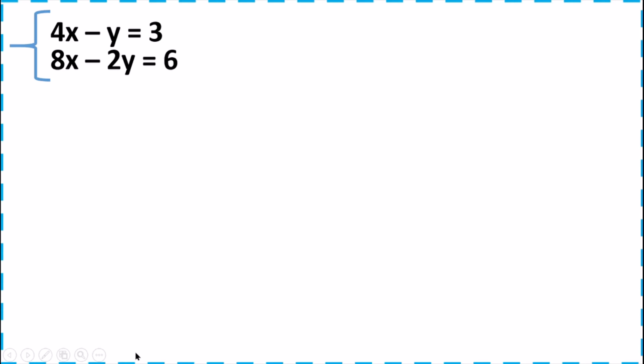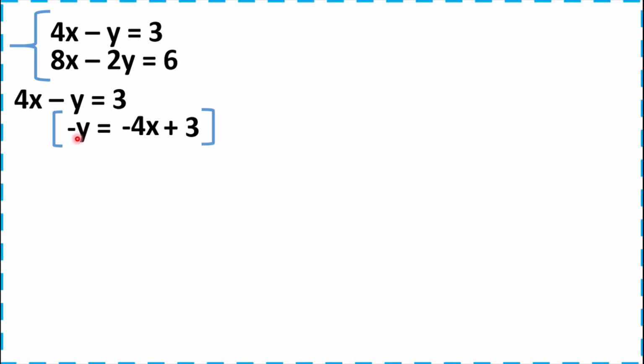Okay, next, systems of linear equations. So, first equation, we have 4x minus y is equal to 3. Then, second equation, we have 8x minus 2y is equal to 6. Okay, let us first change the first equation to slope-intercept form. So, negative y equals, so positive 4x transpose to the right side, it will become negative 4x plus 3. Then, since negative yung y, we have to multiply both sides of the equation by negative 1 to make y positive y. Okay, so multiplying by negative 1.